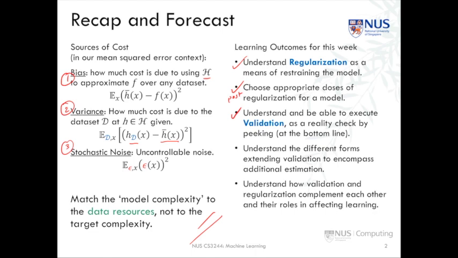Validation is a reality check by peeking at the bottom line, by dividing our data set, the training data set, into two parts. One to actually train the classifier, and another one to check the performance of the training. We're going to look at how the different forms of extending validation encompass additional estimation. And we're going to understand how validation and regularization complement each other in their roles of affecting learning.